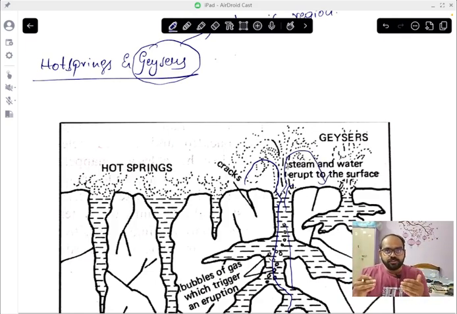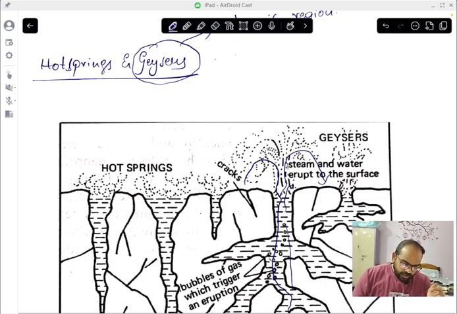Geysers are associated with explosivity, because at the deeper parts of the earth they get so much heated and travel in a very fast manner through these cracks and burst out in an explosive way. They are called geysers. The best example is Yellowstone National Park. We can find n number of geysers in Yellowstone National Park.